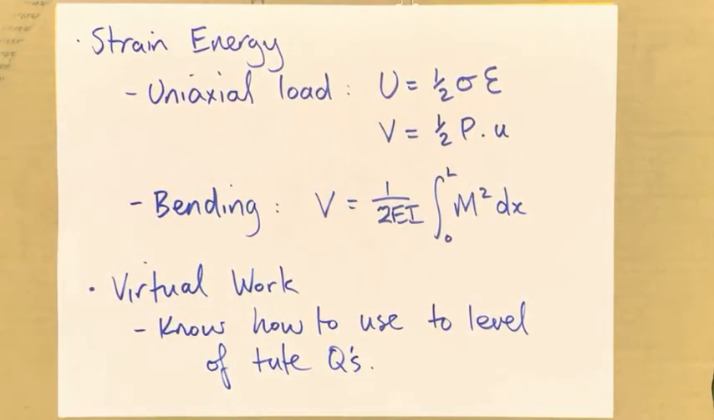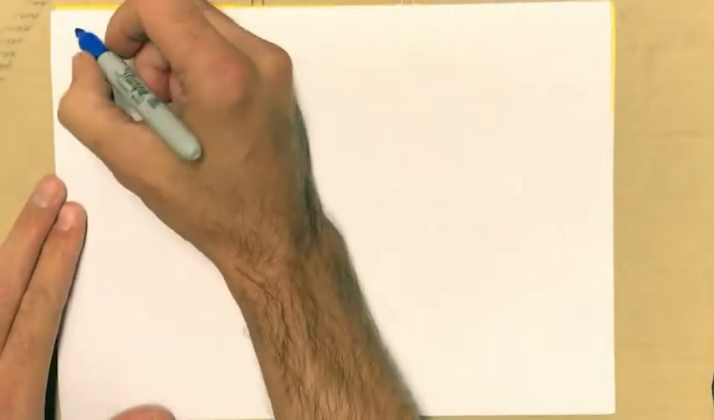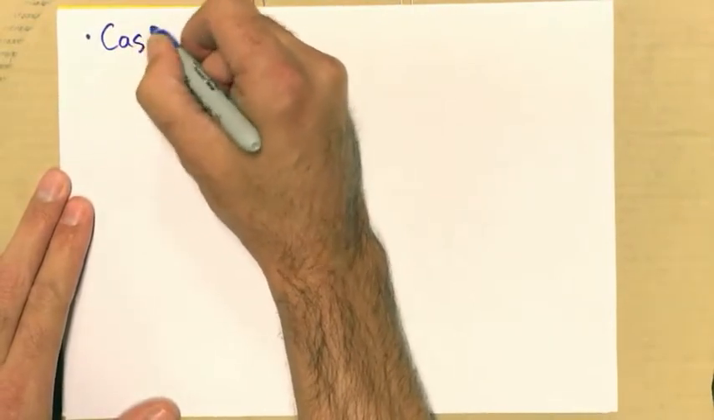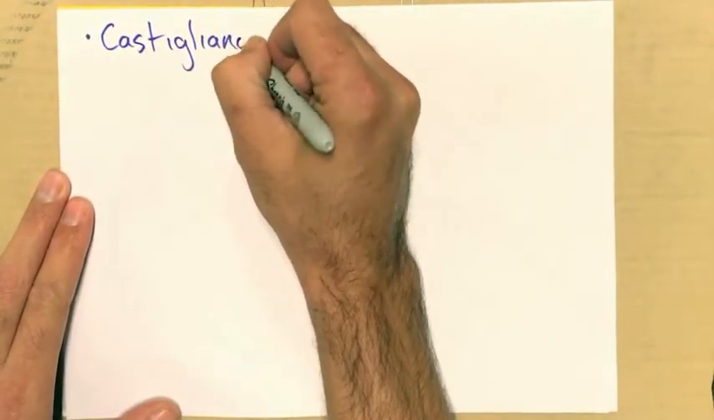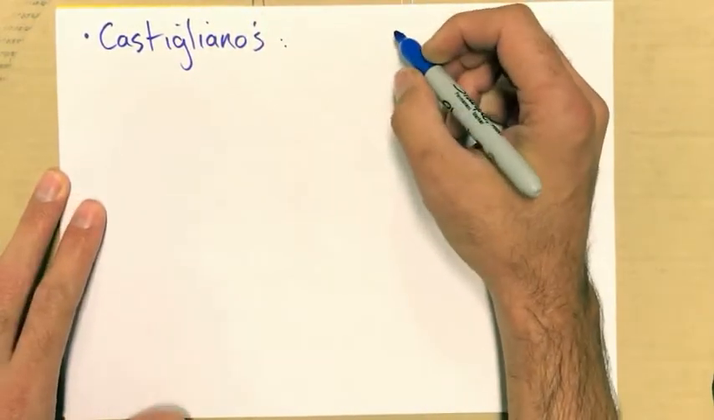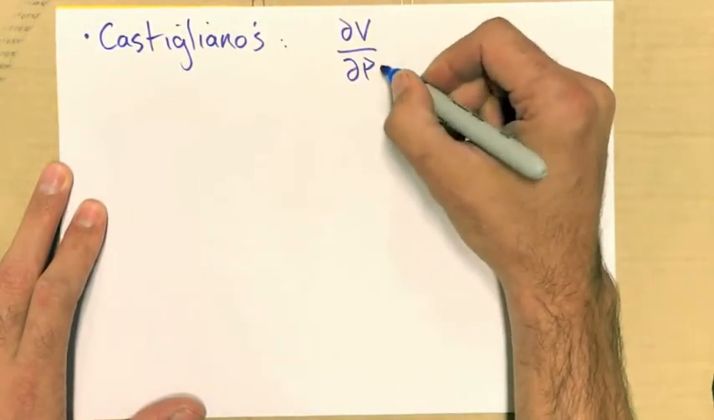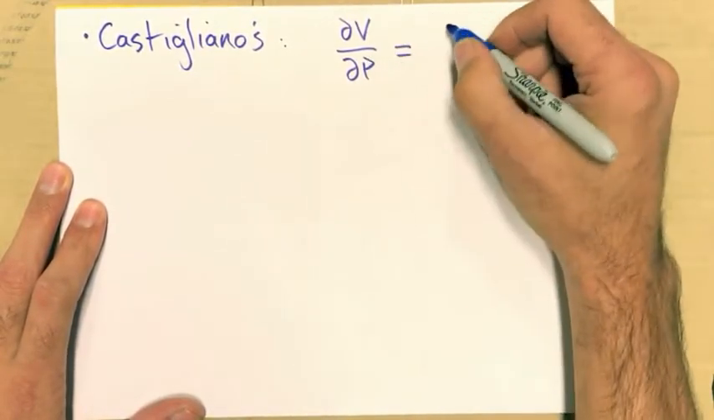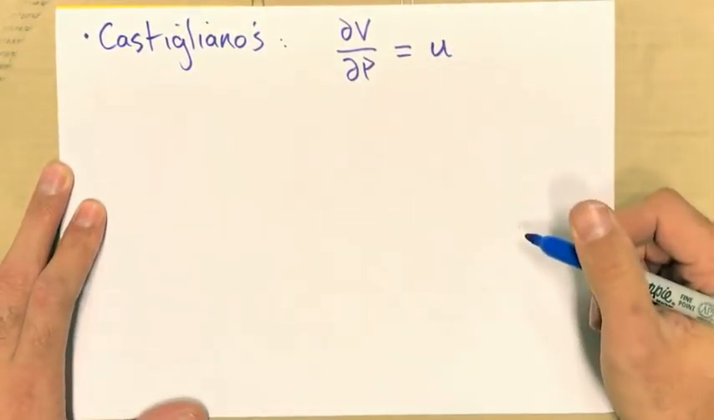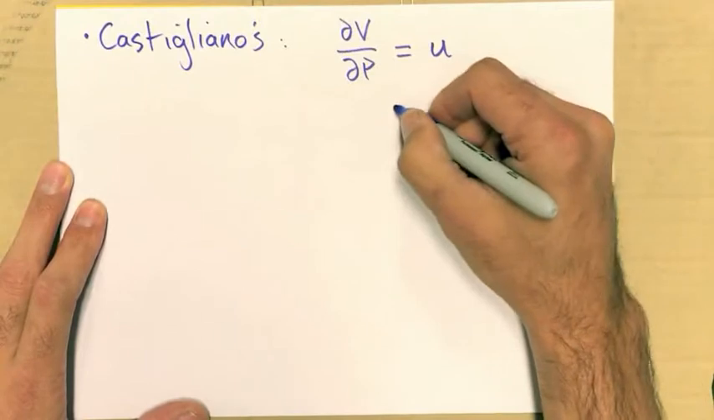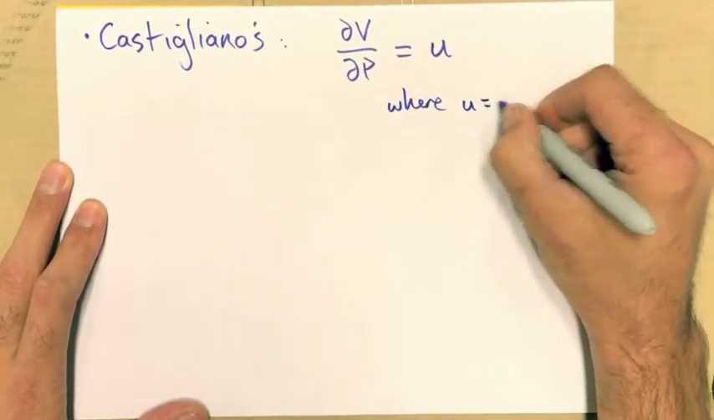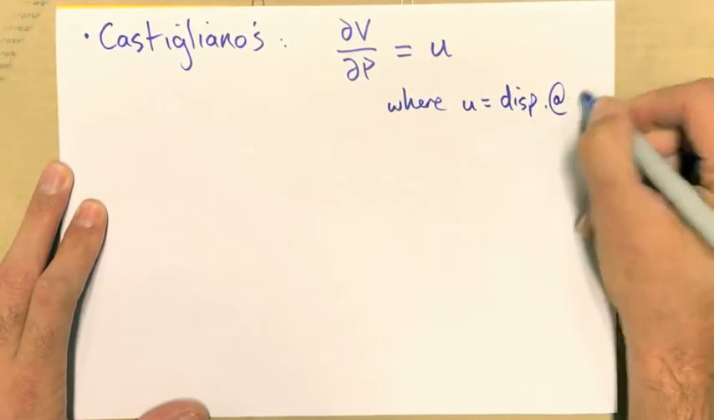Okay, that's all I really need to say about that one. Next we did Castigliano's theorem. I don't expect you to know how to derive Castigliano's theorem. That was the next of the strain energy methods we used. In Castigliano's theorem, I expect you to know this equation. The derivative of the strain energy with respect to the load is equal to the displacement at the location of the load. I'll just write that quickly, where U equals displacement at the load location.